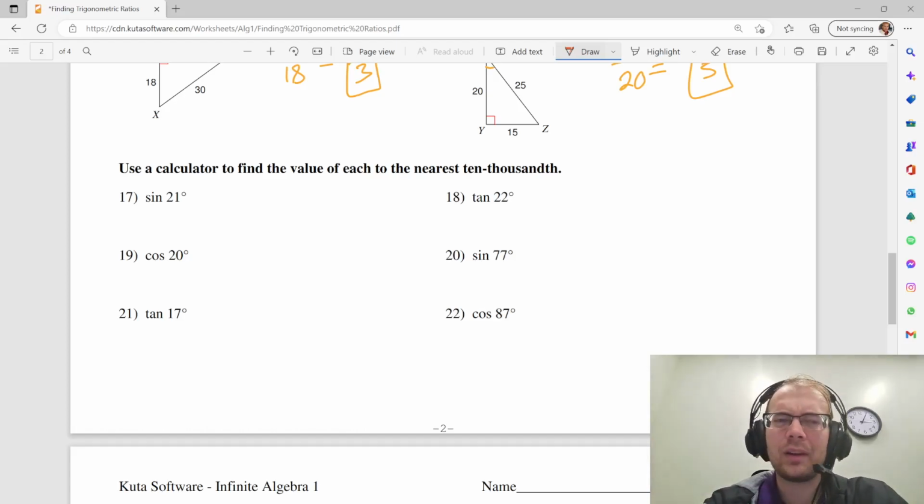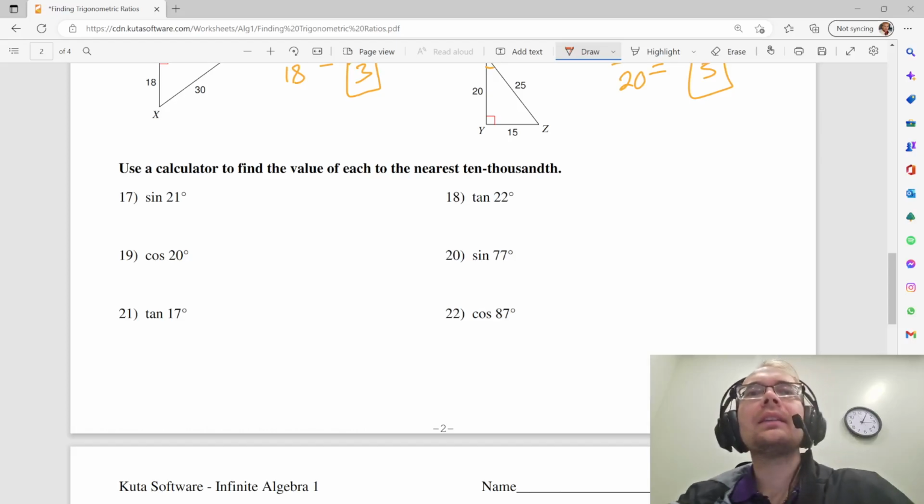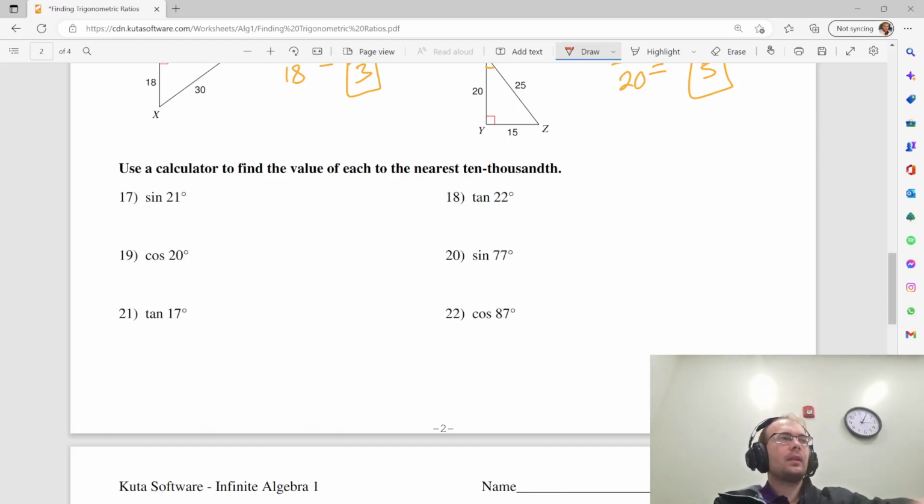If your teacher doesn't want a fraction, let me know. I'd be curious to know if your teacher doesn't like fractions for when you're trying to figure out like sine or cosine or whatever. Okay, so then it says use a calculator, which I have right behind my computer. And when you turn that bad boy on, make sure it's in degree mode. Mine is in degree mode, so I'm good to go.